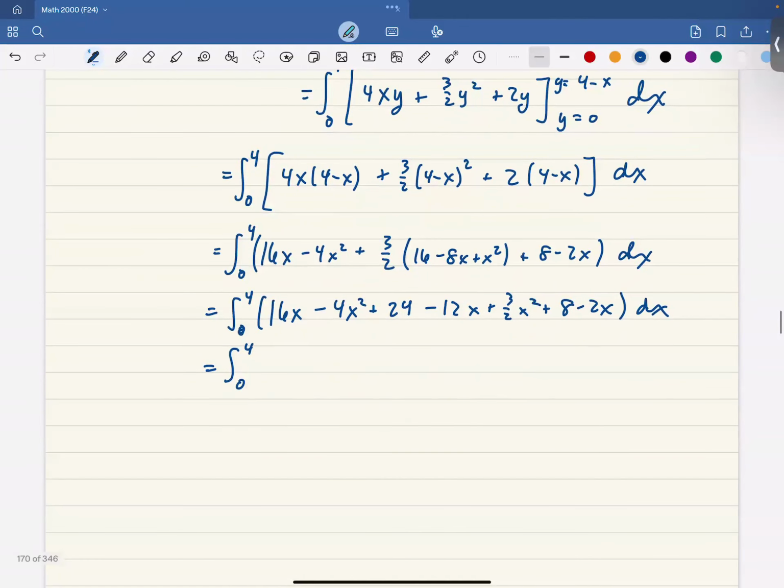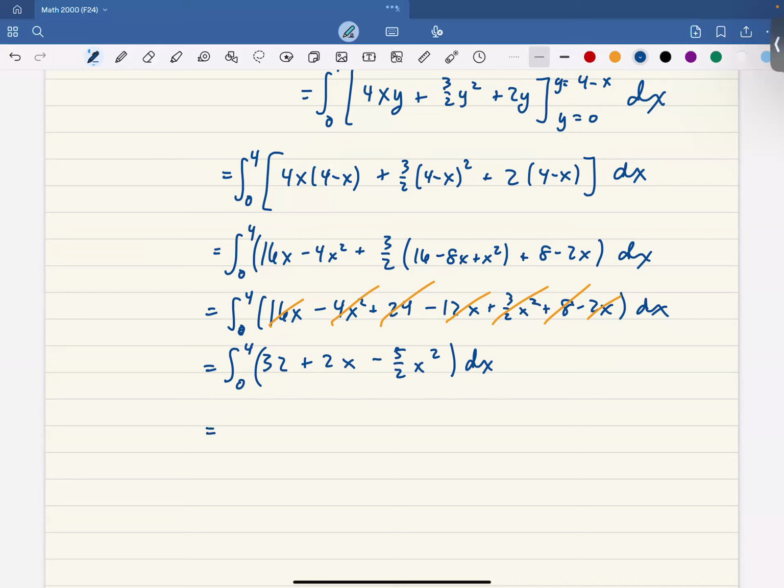Our constant term will be 24 plus 8, so that's 32. And our x terms, we're going to have 16 minus 12 minus 2, so that should be plus 2x. And then we're left with -4 plus 3 halves, which should be -5 halves x squared. Okay, that should handle the last bits, and it looks like that's everything. So now we just need to integrate.